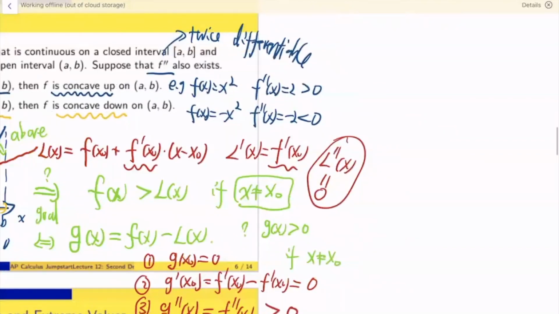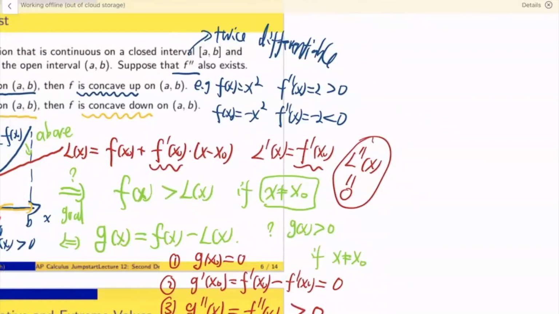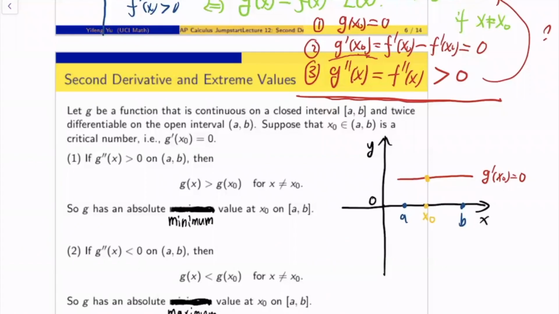All right, now we have a function whose derivative is 0 at this point, and the second derivative is always positive. Can we conclude the function is always positive when it's away from the point x0? The answer is yes. Let's look at a general statement.